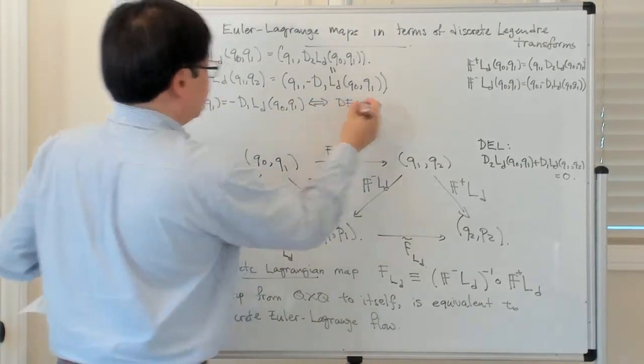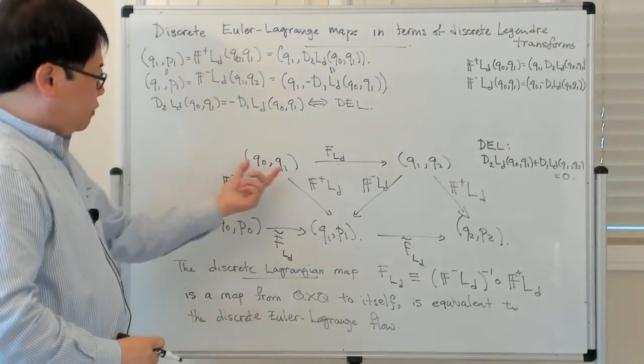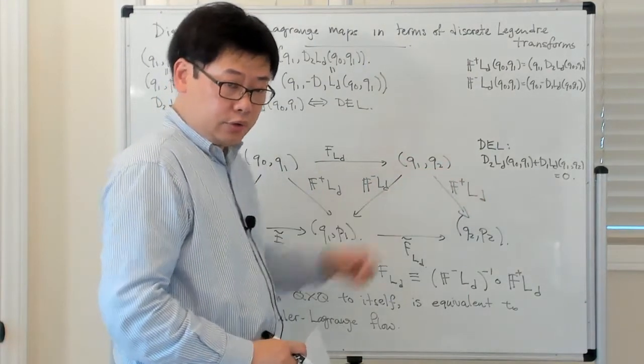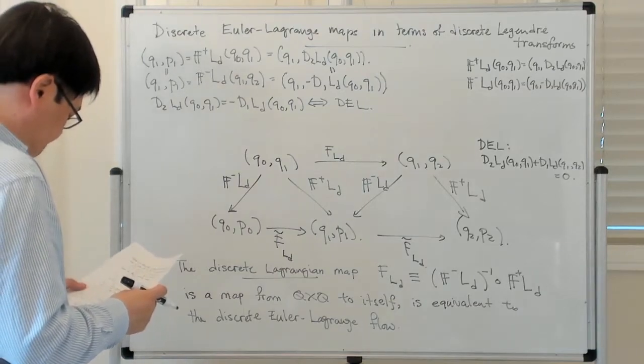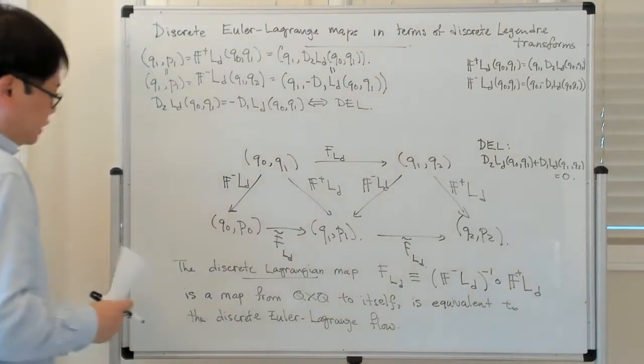Okay. So what that tells you then is that this map, this F_LD map from (q0, q1) to (q1, q2), is equivalent to the flow of the discrete Euler-Lagrange equations. All right, so that's nice. Okay, so then we want to look at this map, F tilde LD.